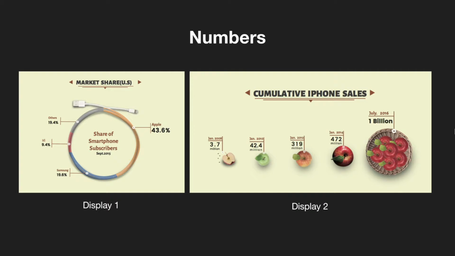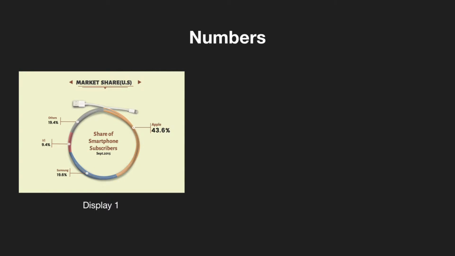Next display is about numbers. For my infographic, I use two number displays. The first display is about market share of iPhone. I use the donut chart to show the percentage of the smartphone market in the States in September 2015.